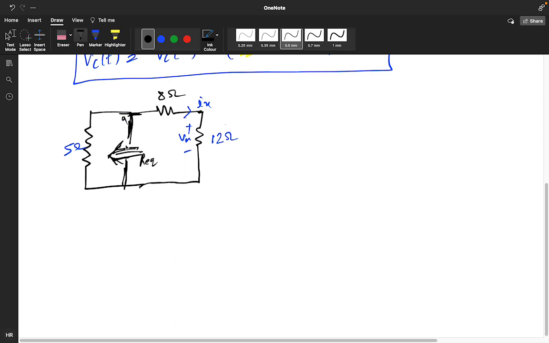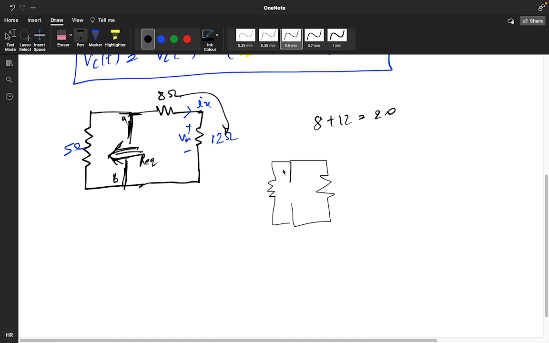This is my terminal A. I am assuming this is my terminal B. So these both are in series. So 8 plus 12 is 20. So this is my 20 and this is 5.